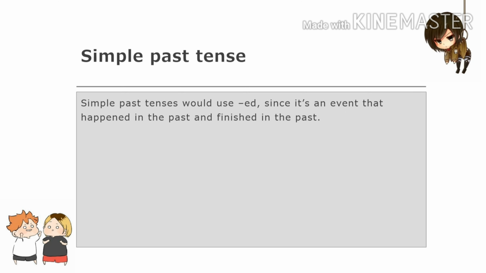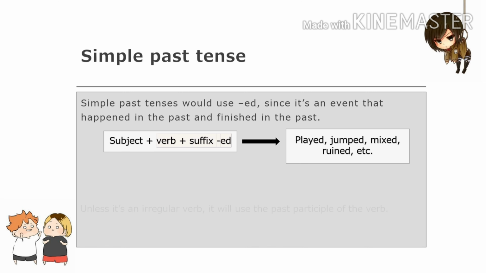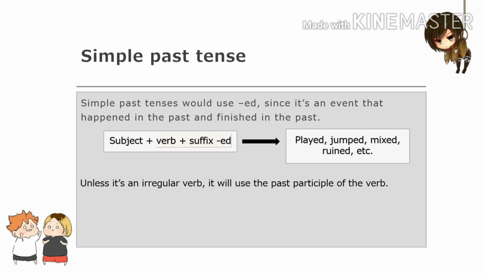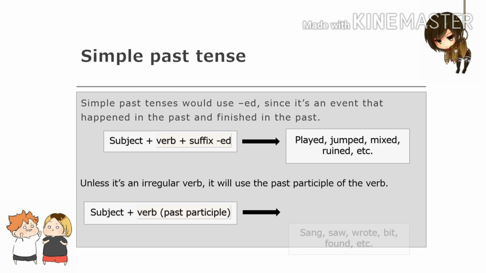Simple past tenses would use suffix ed since it's an event that happened in the past and finished in the past. The form would be subject plus verb plus suffix ed. Unless it's an irregular verb, it will use the past participle of the verb. The form would be subject plus verb plus past participle.